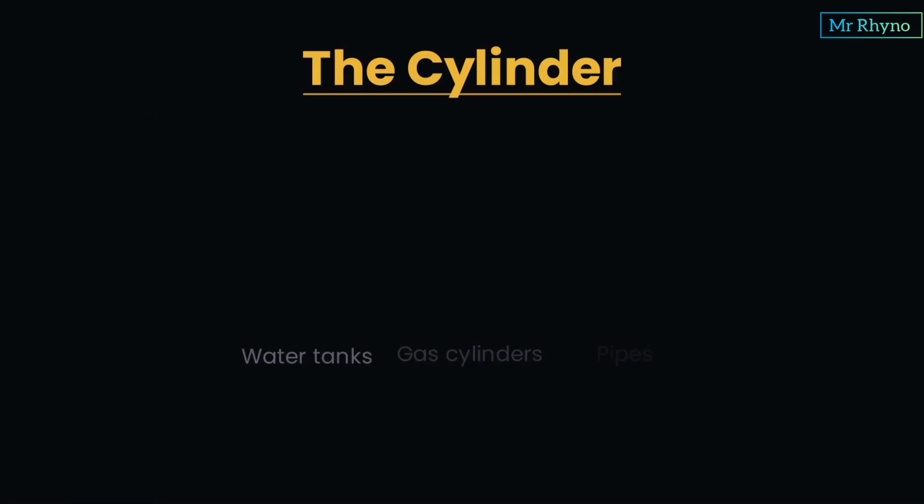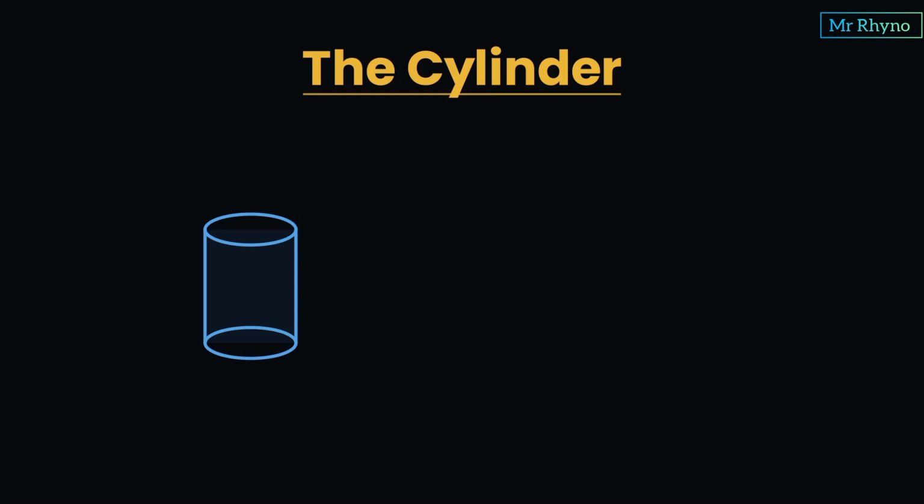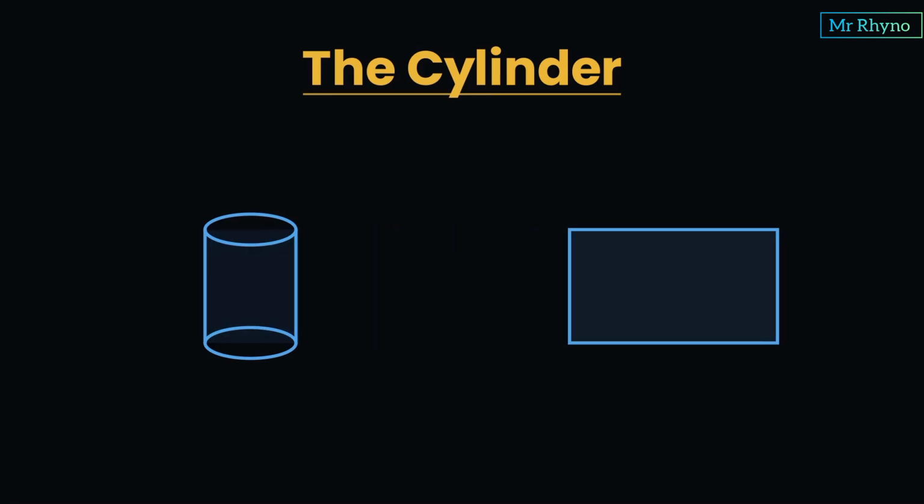Let's begin with one of the most useful solids, the cylinder. Examples include water tanks, gas cylinders, pipes, drums, candles, and soda cans. A cylinder has two circles and one curved surface. Now here's something amazing. Watch carefully. If we cut the curved surface and unwrap it, it becomes a rectangle. This is the secret behind the formula. The width of the rectangle is not random. It is exactly the circumference of the circle, which is 2 pi r. The height stays the same.